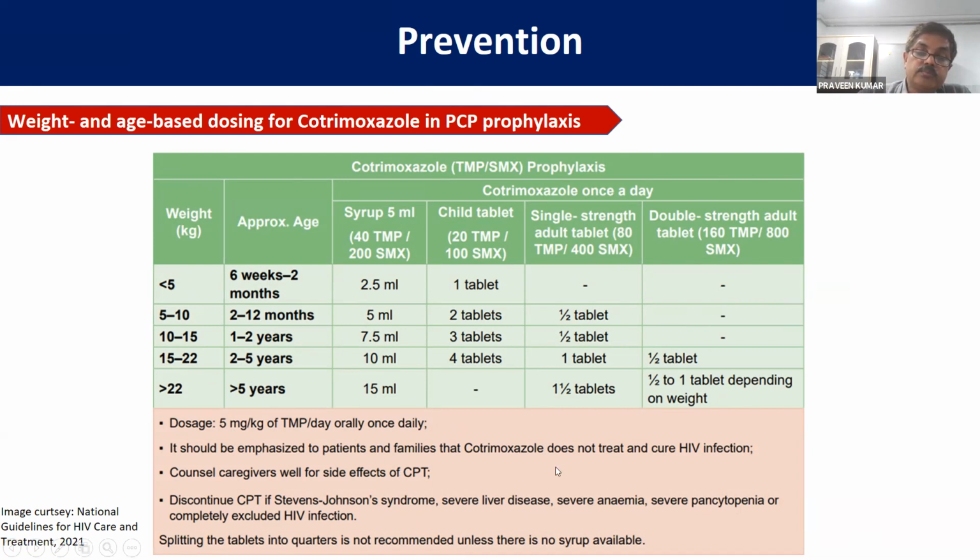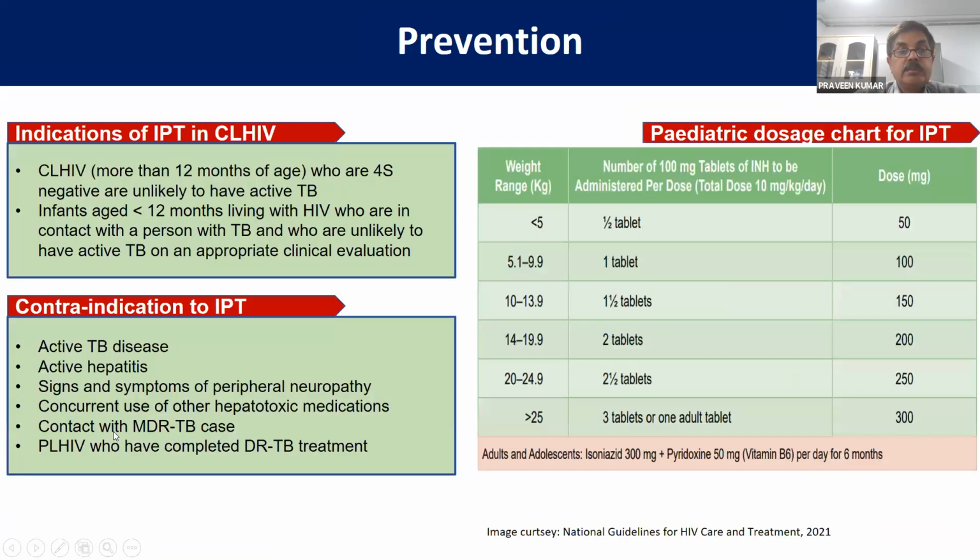And we also have to give counseling to the family that cotrimoxazole, although this will not treat or cure HIV infection, is very important to prevent infection and morbidities in these children. We will also need to give information regarding the side effects of cotrimoxazole prophylaxis and to report if the child develops any of them, like Stevens-Johnson syndrome, skin rash, severe liver disease, severe anemia, severe pancytopenia. So we have to look for those things, and then we have to continue.